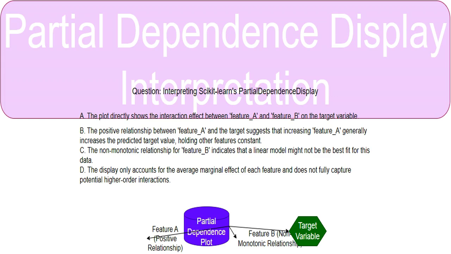I interpret this as understanding how to read and use a partial dependence display, PDP, to understand the relationship between features and a target variable in a machine learning model. A PDP shows the average effect of a single feature on the target variable, holding other features constant at their average values. It's a great visual tool, but it has limitations.